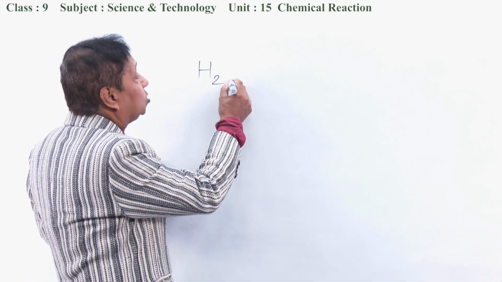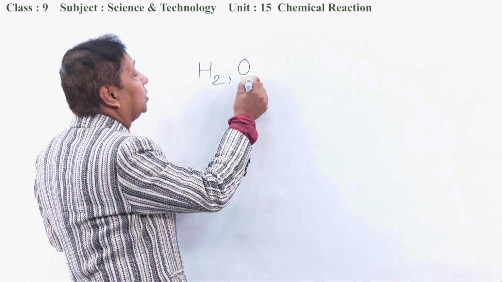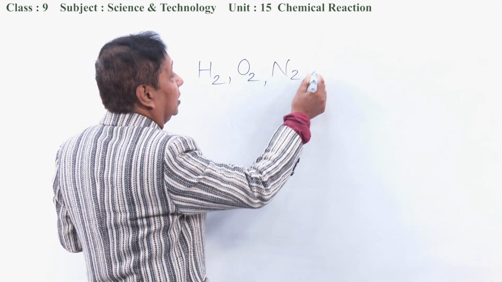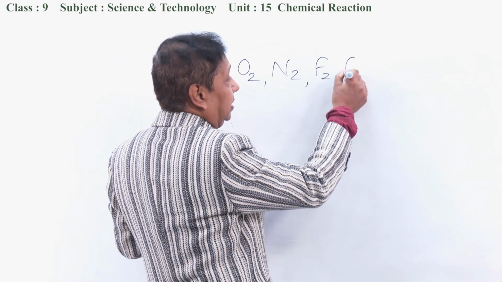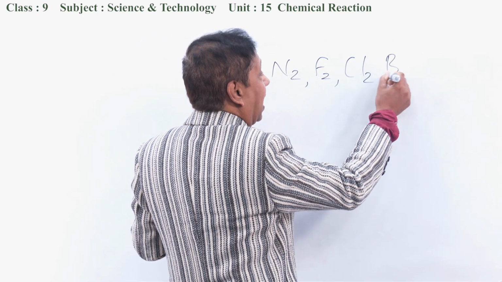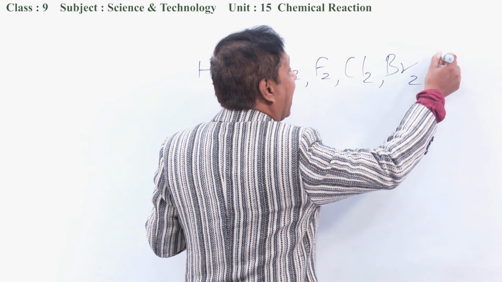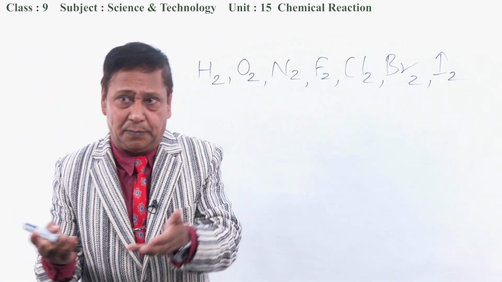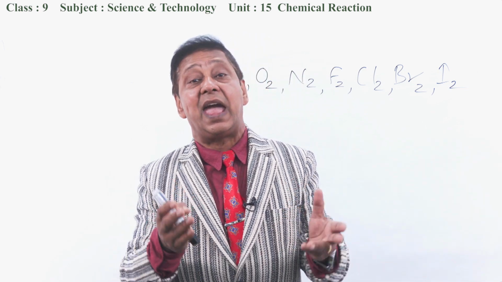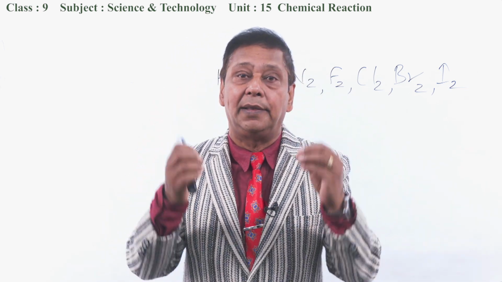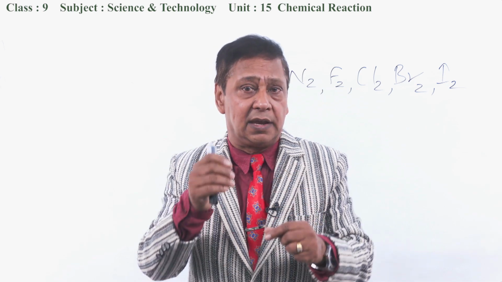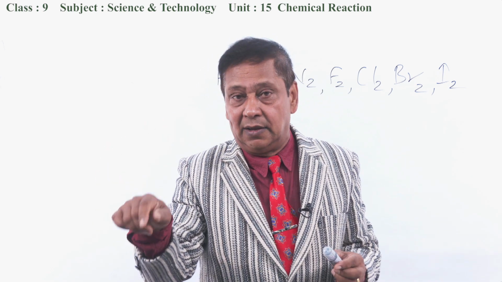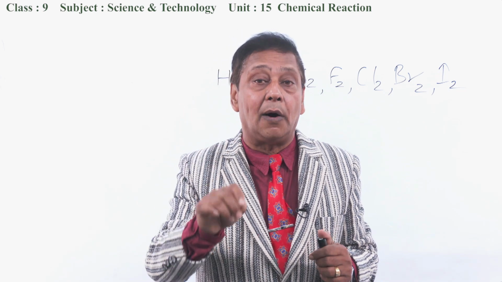In the same way, 2 atoms of oxygen combine with each other to form an oxygen molecule. In the same way, nitrogen also, fluorine also, and chlorine also, bromine and iodine. These are a few elements which, when produced in any place by a chemical reaction, exist in the form of molecule, not in the form of atom. That's why if you have to write hydrogen somewhere in a chemical reaction, don't write H, because it exists in the form of diatomic state.